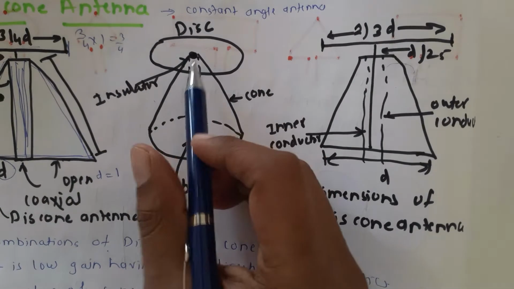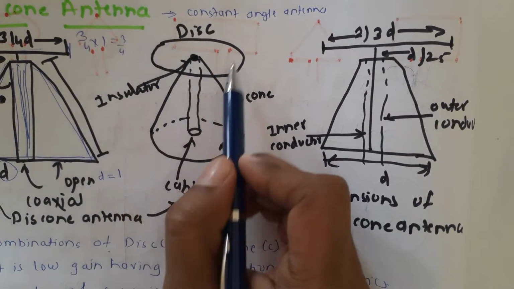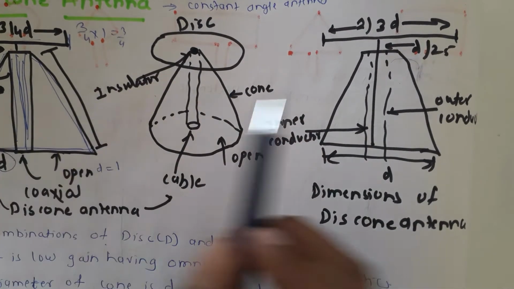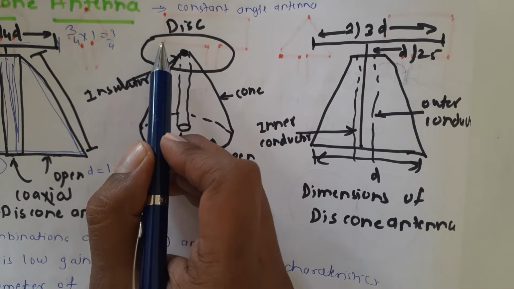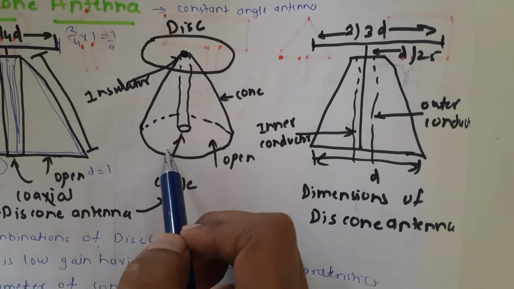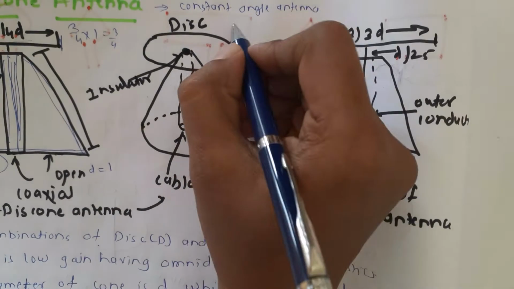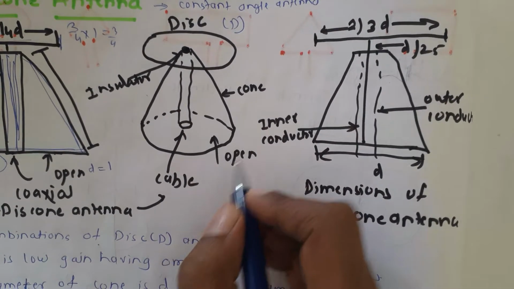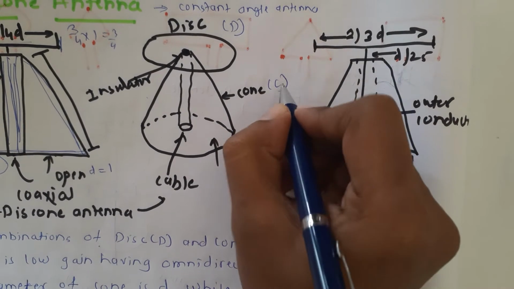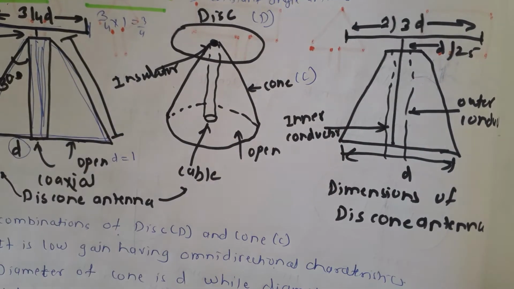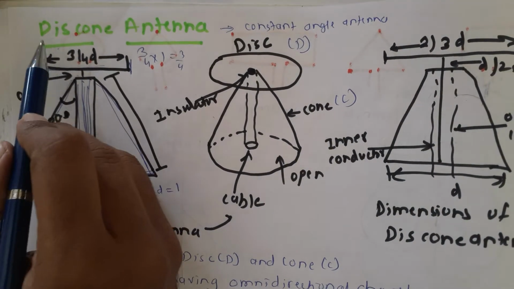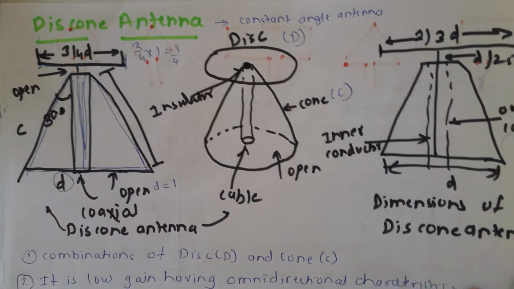From this side, this is a front view, so it will look like a circle that is attached to the cone. So this will be of D and the cone is of C. So it is a combination of disc and cone, that's why it is called a disc cone antenna.